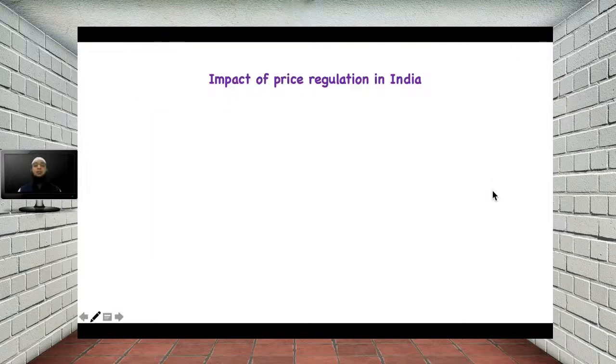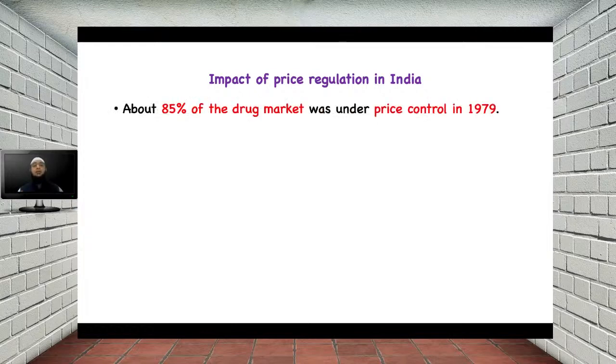Now let's see why there is an increase in the price of drugs in India. Recently, if you see, the price of many drugs has increased. Let's see what the reason is. If you study the history, you will come to know that in 1979, about 85% of the drug market was under price control. What it means is that about 85% of drugs had their price controlled by the government and came under price regulation of India, right? There was a cap, and there was some subsidy given by the government, and as a result the drugs were available within the reach of the common man.